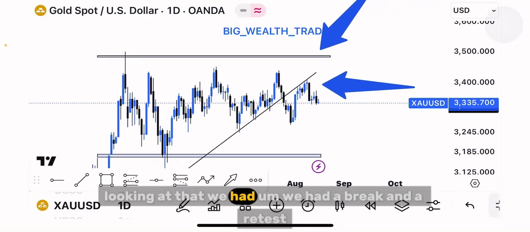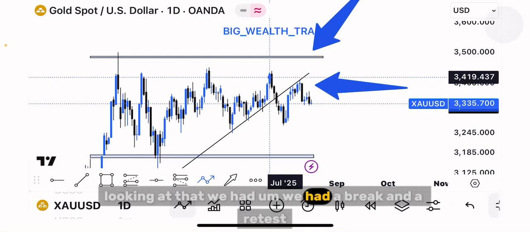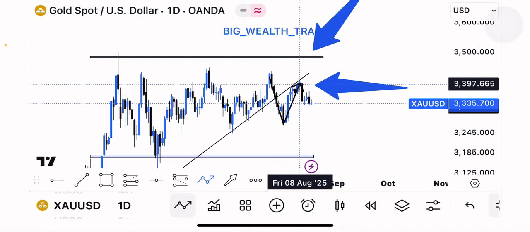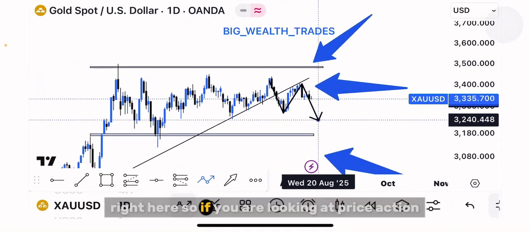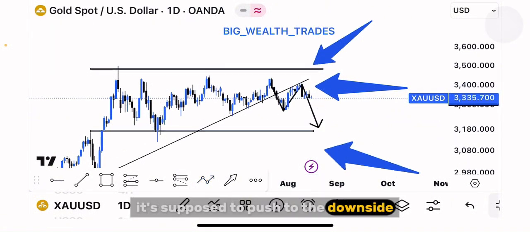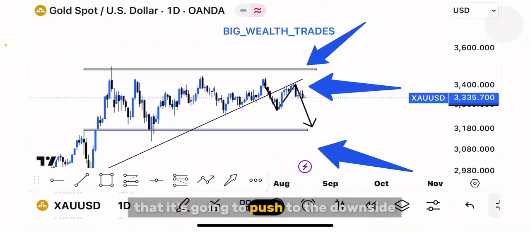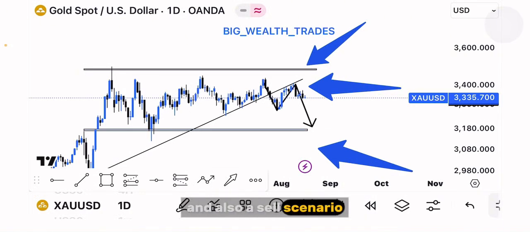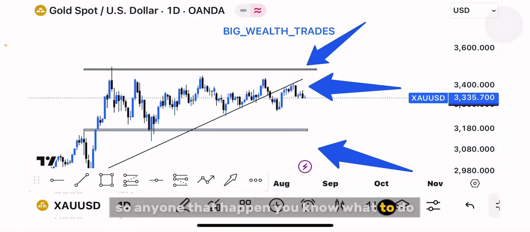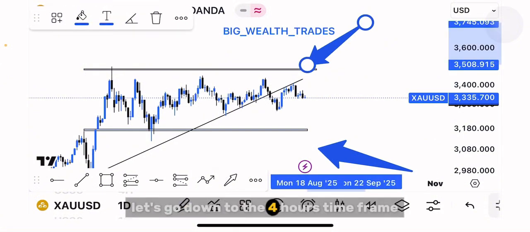Looking at that, we had a break and a retest right here. So if you are looking at price action, it's supposed to push to the downside, but how certain are we that it's going to push the downside? So I'm going to give you a buy scenario and also a sell scenario, so that whichever one happens, you know what to do. Let's go down to the 4 hours time frame.